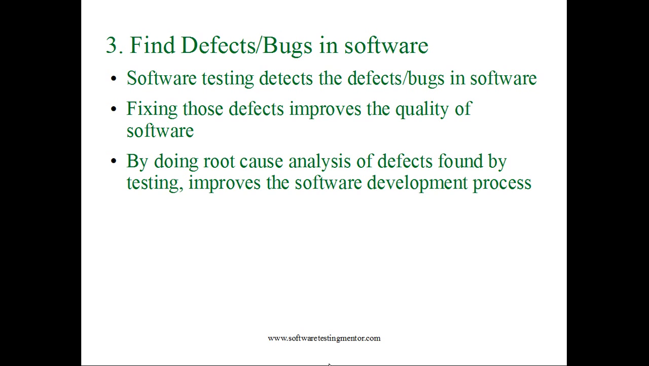Then by doing root cause analysis of defects found by testing, you improve the software development process. If you do root cause analysis of a defect, you find why that defect got introduced in the first place, which can be avoided in further process. You can set up a proper development process to avoid those kinds of defects coming in. So software testing also improves the software development process by doing root cause analysis of the defects.